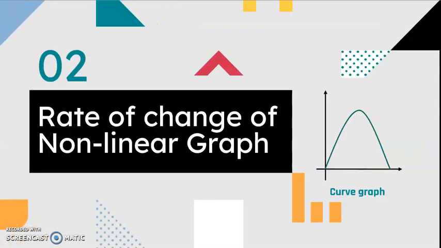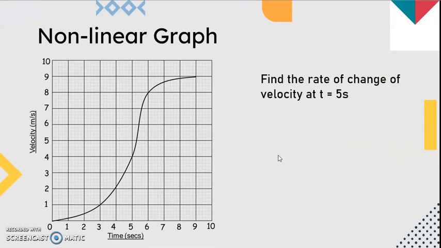So next, let's proceed to the rate of change of nonlinear graph. What is nonlinear graph? Nonlinear graph is the opposite of a linear graph. Since linear graph is a straight line, nonlinear graph is not a straight line. It's always a curved graph, whether it be like this or parabola or exponential and so on. So how do you find the rate of change for nonlinear graph?